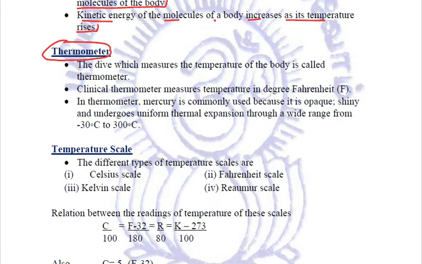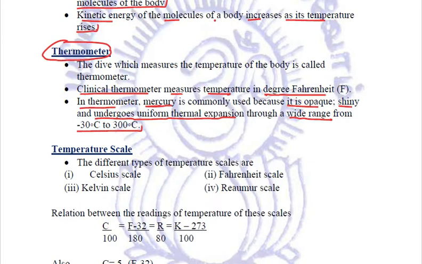Now there are various types of thermometers. The clinical thermometer measures temperature in degrees Fahrenheit. And in a thermometer, we normally use mercury. Why is mercury used? Because it is opaque, it is shiny, and importantly, it undergoes uniform thermal expansion through a wide range from minus 30 degrees Celsius to 300 degrees Celsius. So the range is quite wide.